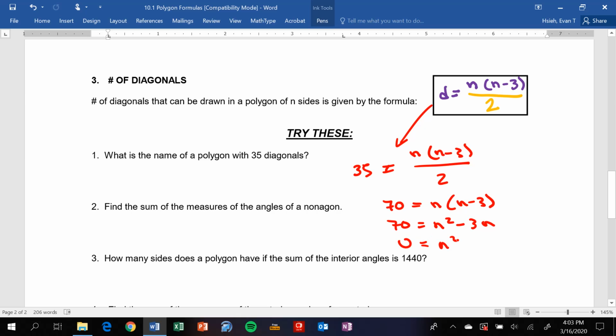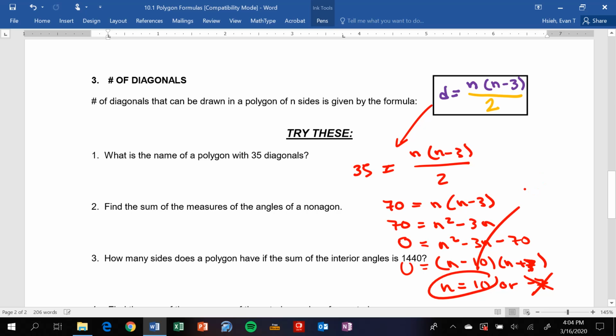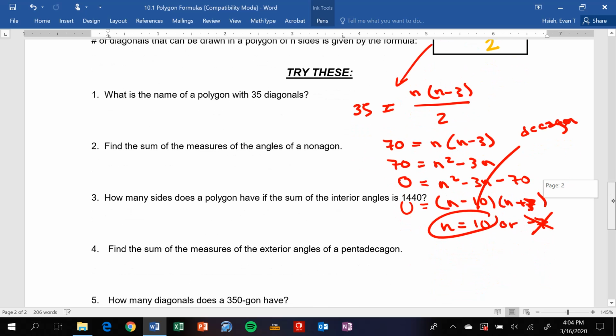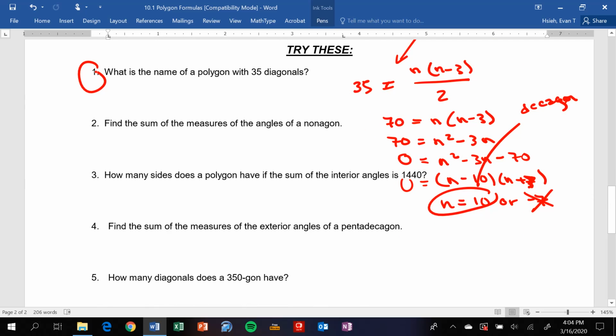0 equals n squared minus 3n minus 70. Do a little factoring here: n minus 10, n plus 7, sorry. So n equals 10 or negative 7. Can't have negative 7 sides. That makes this a 10-sided polygon, or a decagon. That was problem number 1. Number 2 is just plug and chug.